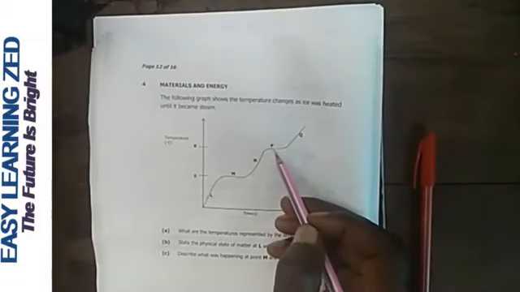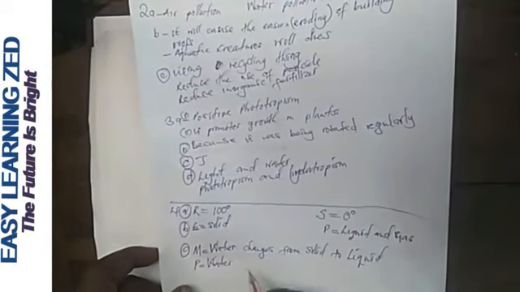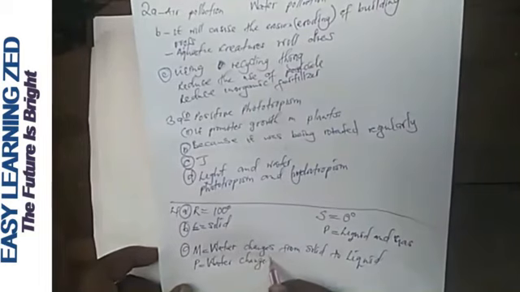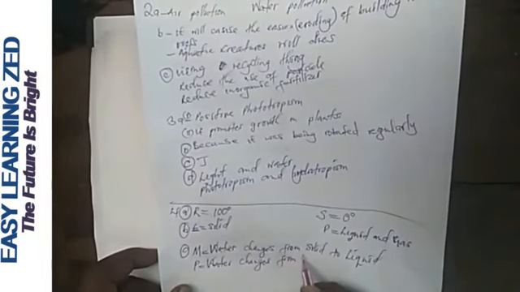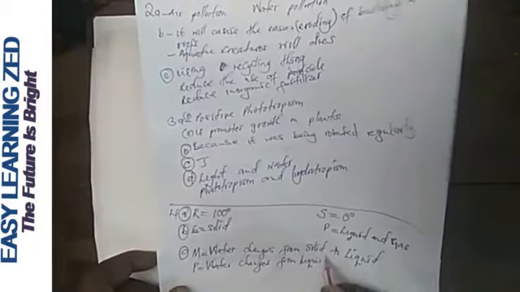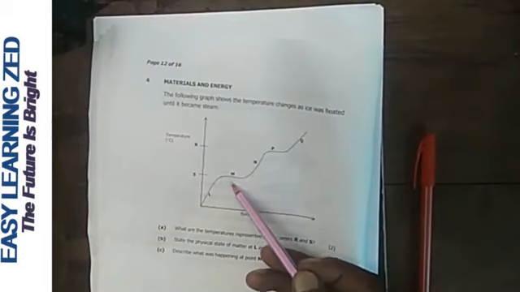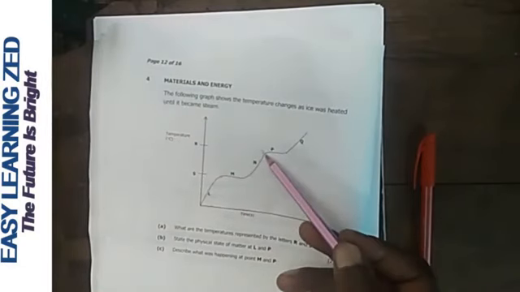What happens at P? So we have P, it's here. What happens to water? At P, water changes from liquid to gas. So that is how you need to describe what is happening at M and P. What is happening at M is water changes from solid to liquid. Here water changes from liquid to gas. Okay, so those were the answers that you are supposed to write.